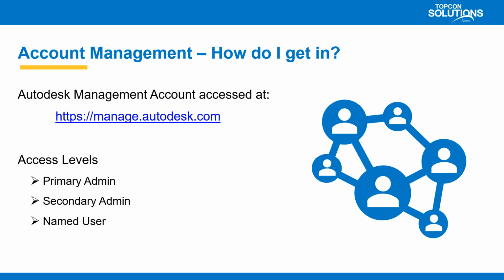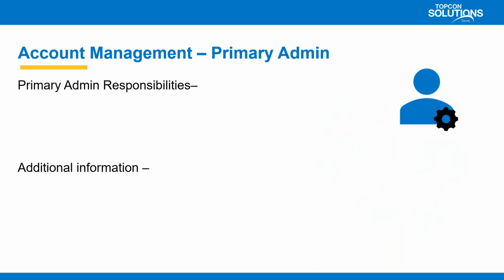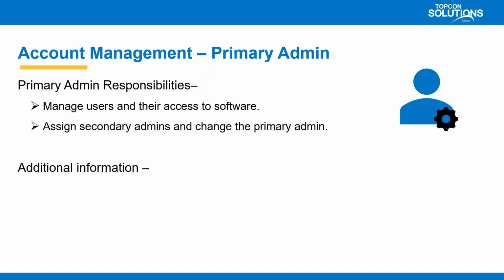So next we're going to cover what access levels we have. We have the primary admin, secondary admin, and then finally our named user. Primary admins are set up by default from Autodesk, and when they're set up, it's usually at time of purchase. The primary admin has the ability to manage users and the access that they have to the software they're assigned. They can assign secondary admins, and they have the ability to change the primary admin. So you can, and we'll go over it here in just a moment, actually change it right in the Autodesk account, just in case maybe you don't want to manage those seats if you purchased them, you can hand it off to somebody who does.